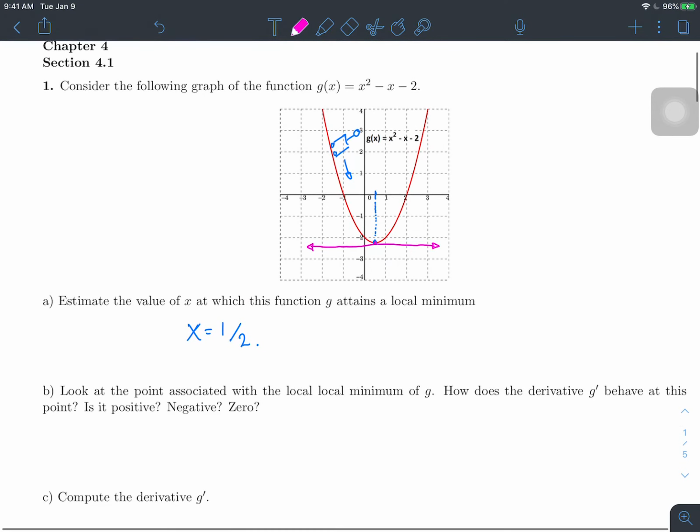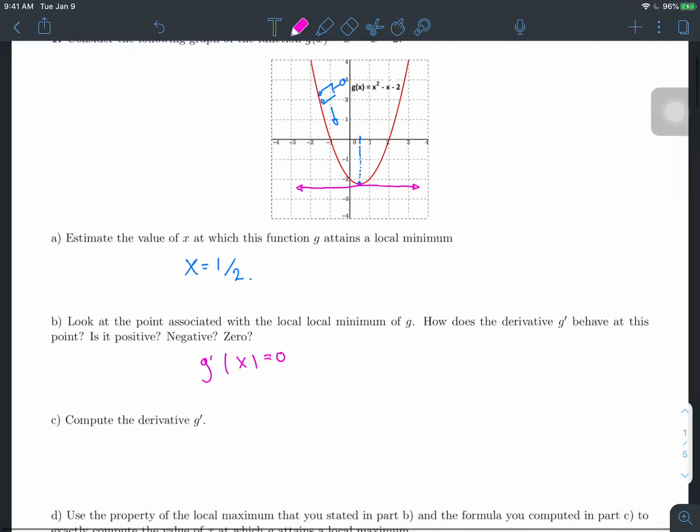So g prime of x is equal to 0. Okay, so this is maybe indicating that when our derivative is 0, we might be hitting a max or a min. That's what's being indicated here.